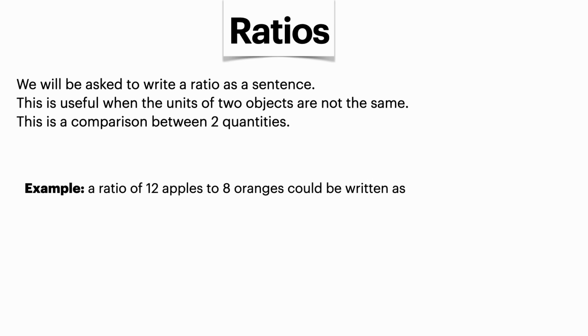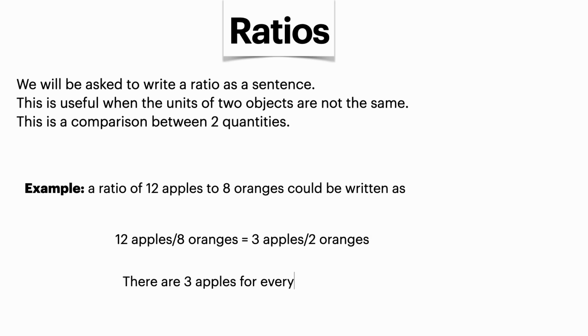An example of 12 apples to 8 oranges can be written as 12 apples to 8 oranges, or 3 apples to 2 oranges. So we're not going to mess with the units at all. These are literally comparing apples to oranges, but we can reduce the numbers. 12, 8, both have 4s inside them. So 3 times 4, 2 times 4, we can reduce the 4. And so we have 3 apples to 2 oranges. There are 3 apples for every 2 oranges.